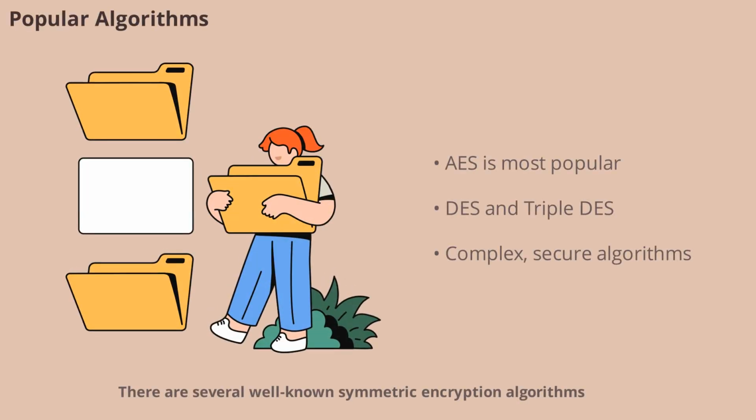There are several well-known symmetric encryption algorithms. The most popular today is AES, or Advanced Encryption Standard. Others include DES and Triple DES. While our example used a simple letter shift, real algorithms like AES work on bytes and use complex mathematical operations to scramble the data. These algorithms are trusted worldwide to keep sensitive information secure.